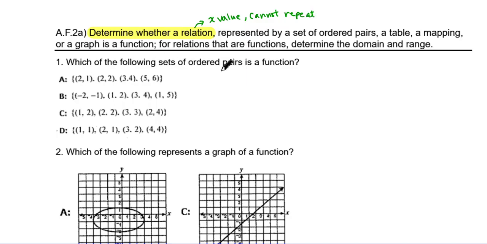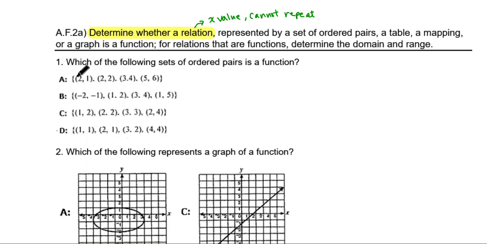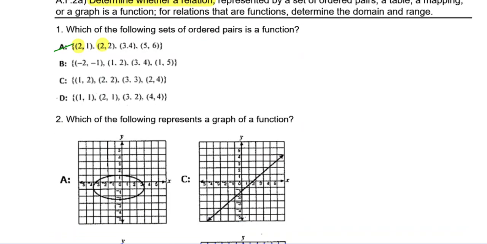It says here, which of the following sets of ordered pairs is a function? If you look on here, there's a 2 here, 2 goes to 1, and then 2 goes to another value of 2. I cannot have that in a function, okay? Since these two are repeating, I cannot have that. If I look at number 2, negative 2 goes to negative 1, 1 goes to 2, 3 goes to 4, and then look, the x is repeating here. The value of 1 goes to 2, and 1 also goes to 5 in this relation. Therefore, it is not a function, okay?